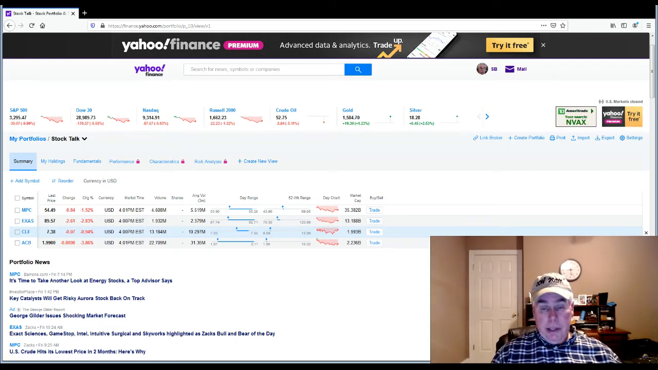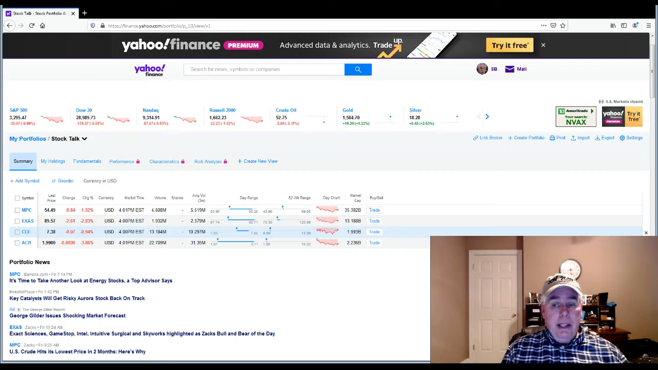I do this, like I said, all on my phone. You can go download the Yahoo Finance app on your phone as well, and you can add a list to that as well. It's a little bit different layout, but it's the same type of information that you're going to be able to see. So we're going to be looking at these four Monday morning when the market opens.